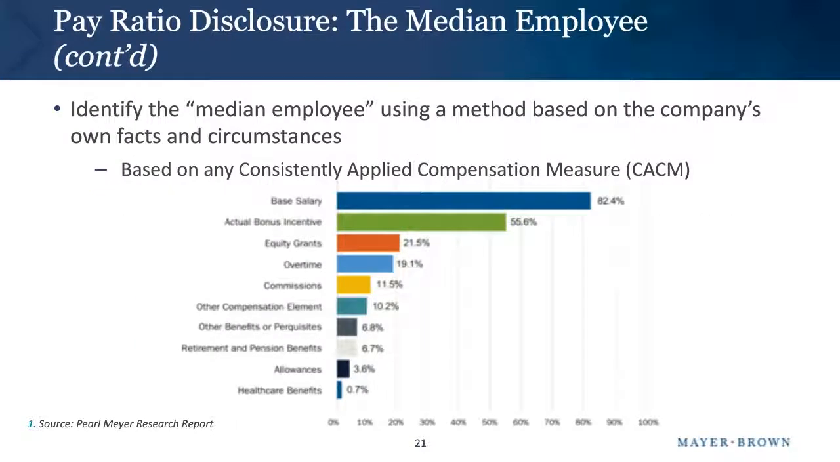When initially identifying the median employee, companies are permitted to use one or a combination of compensation metrics that make sense for their own facts and circumstances, as long as they're generally applicable across the employee population. As you can see, most companies use base salary and a combination of other metrics, including bonuses, equity awards, commissions, and overtime pay, among others.